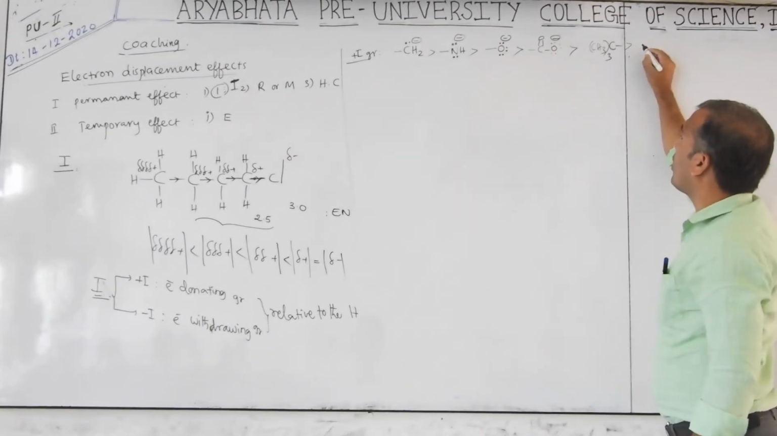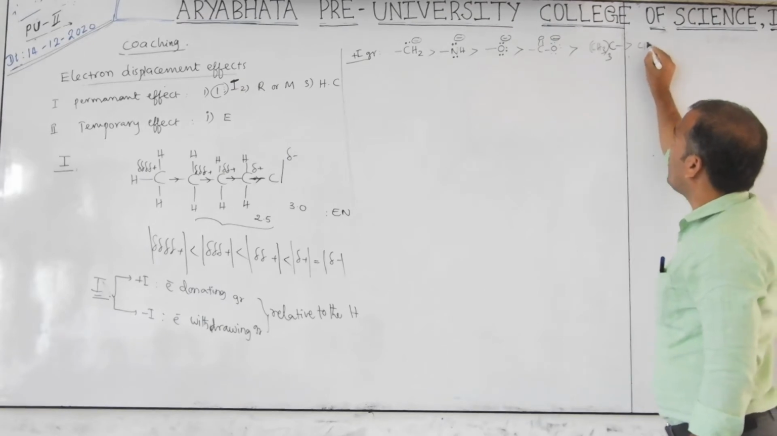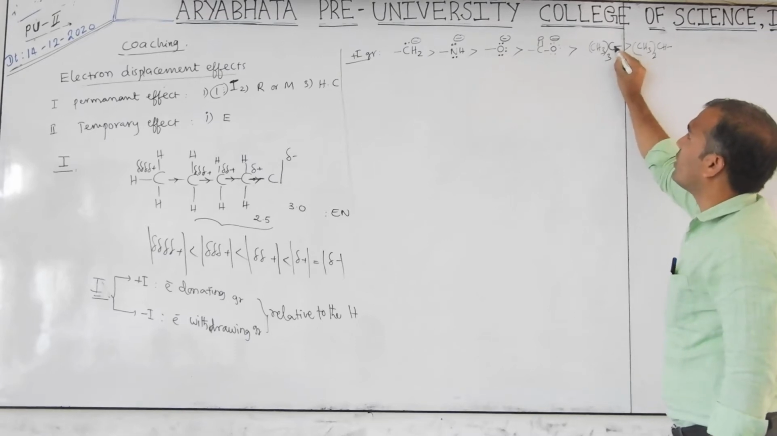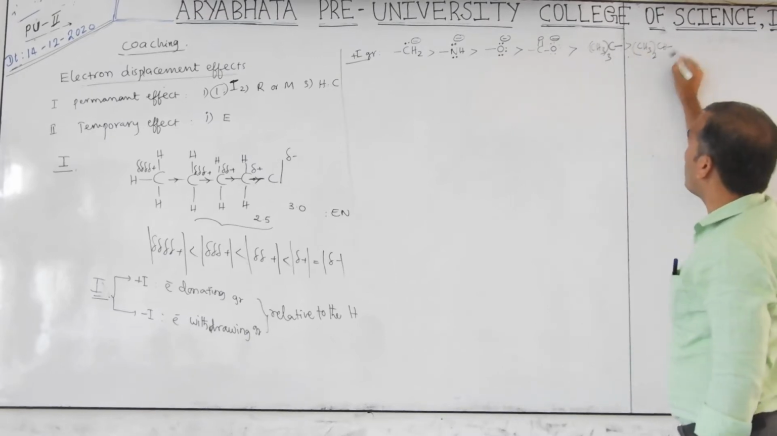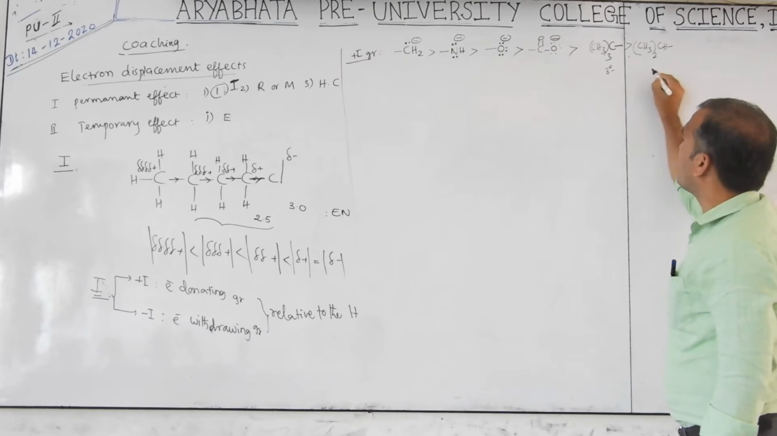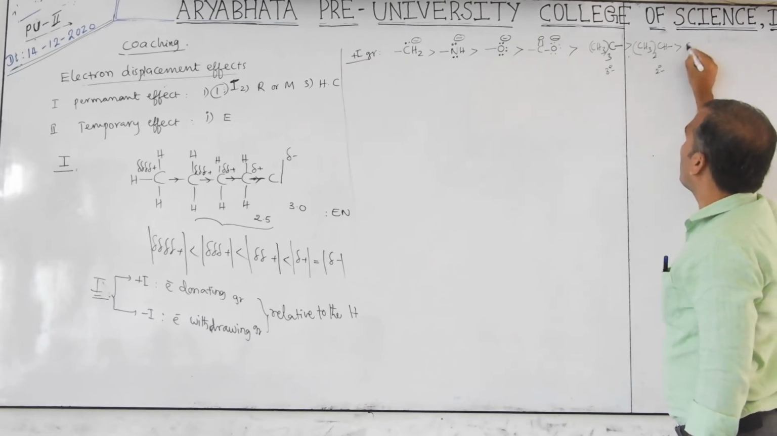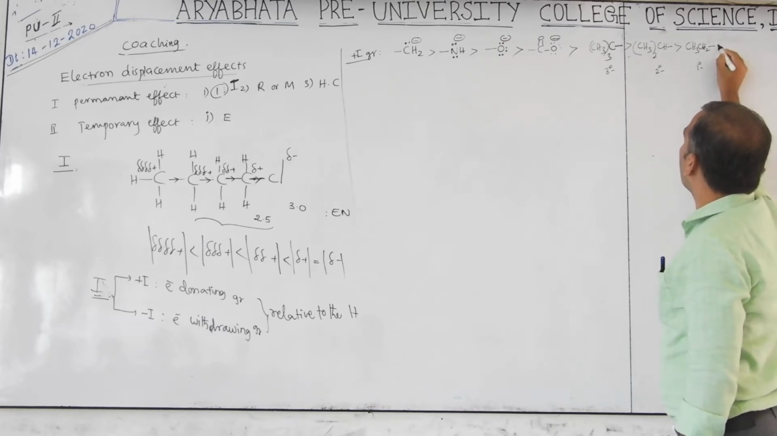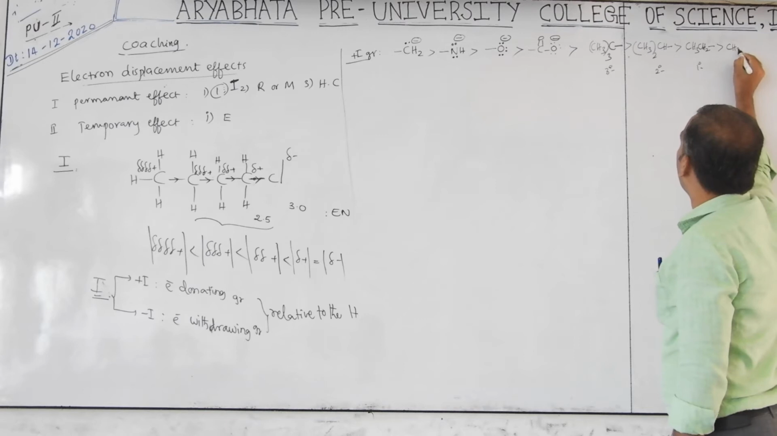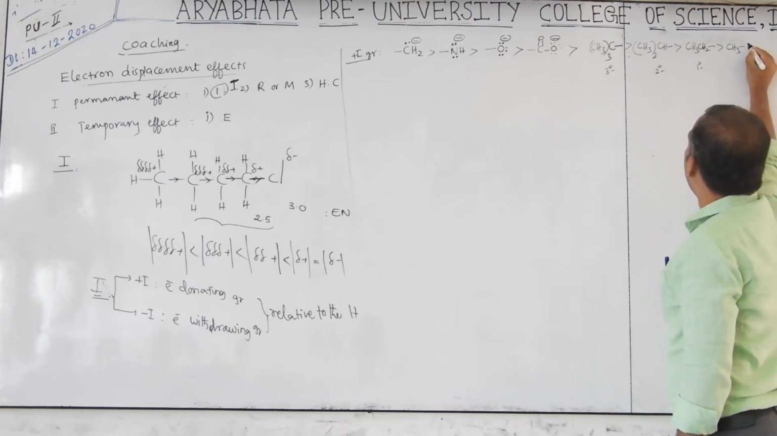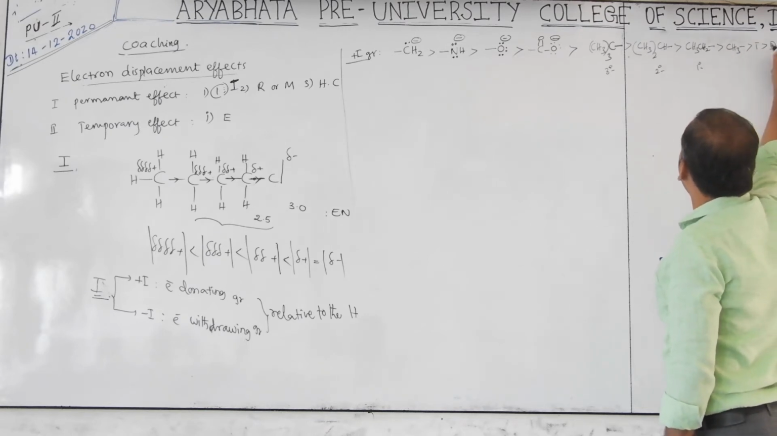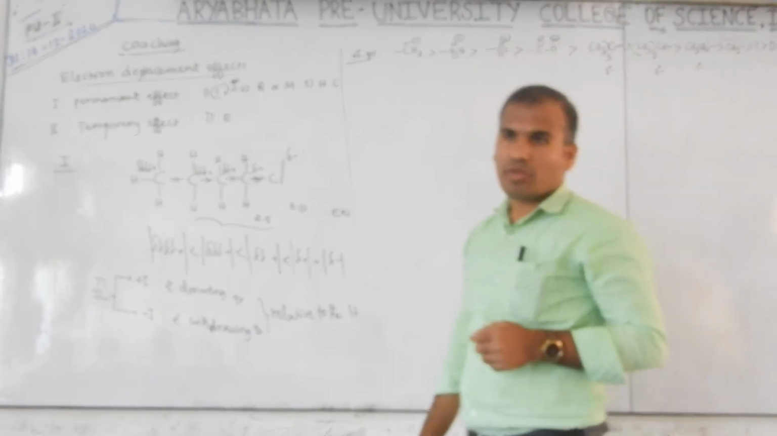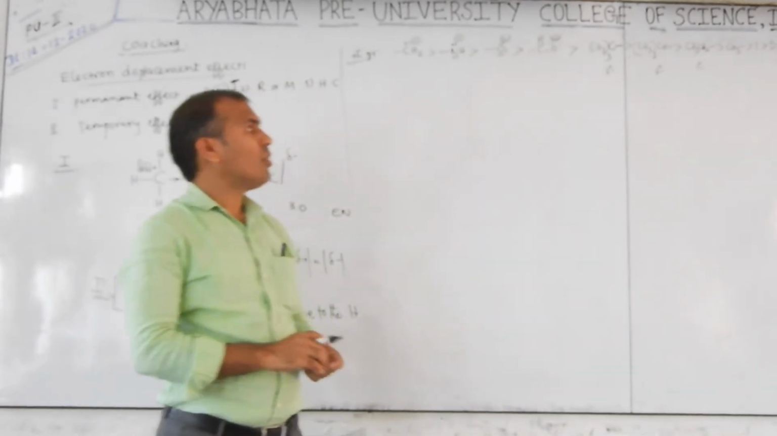Next, which is the next donor? CH3 twice, CH bond. This is a bond only, not negative. This is also a bond. This is tertiary carbon. This is secondary carbon. After that, primary. After that, methyl. After that, tritium. After that, deuterium. After that, hydrogen. So now we are comparing relative to which one? Hydrogen.